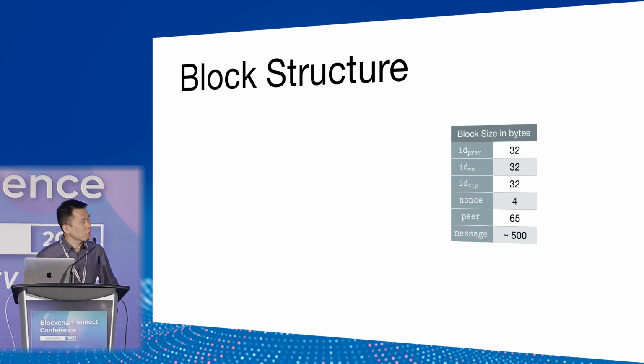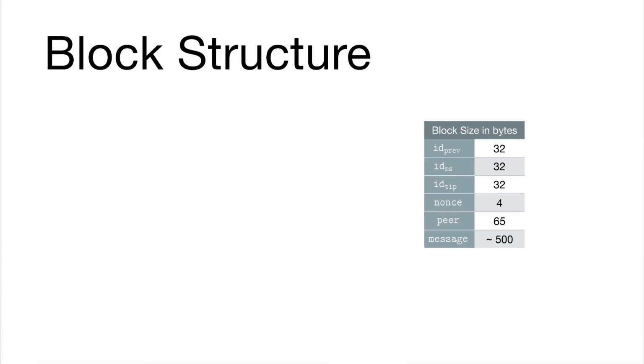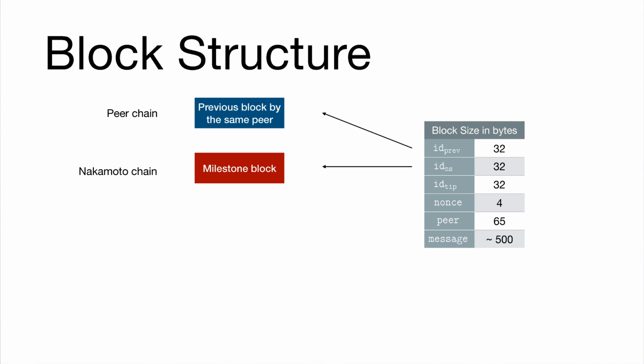For the block, here's the table for block size. We first need to have 3 pointers. Each is a SHA-256 hash, 32 bytes. The first pointer needs to point to the miner's previous block, and this will help us form the peer chain, as demonstrated in the previous slide. The second one points to a special type of block, which we call a milestone block. I'll be talking about these two types of block in the next slide.